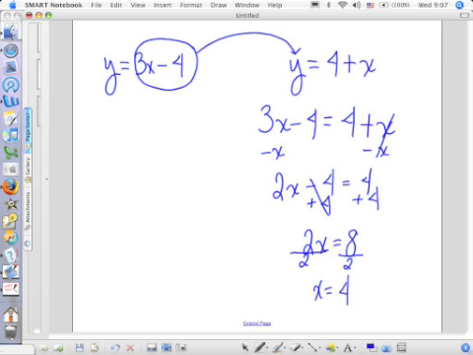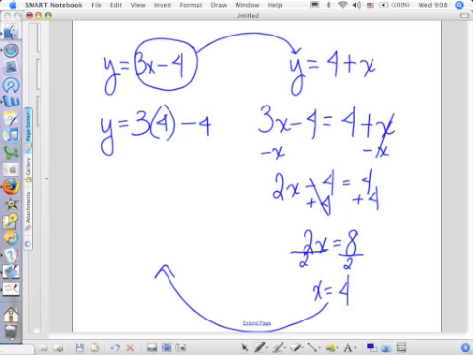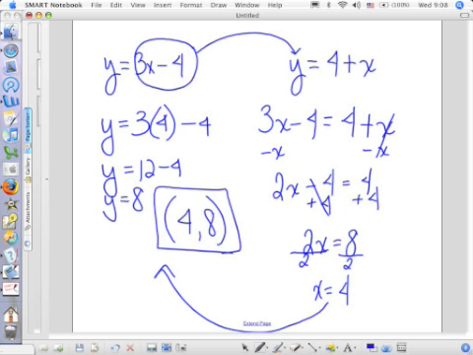Is my circle complete? No. Now I've got to come back and finish the process. If x is 4, then y is equal to 3 times 4 minus 4. I substituted the value of x into the other equation. So y is equal to 12 minus 4, or y equals 8. But this is an actual point on a graph. So we write it as a point on a graph with our x coordinate first and our y coordinate second.